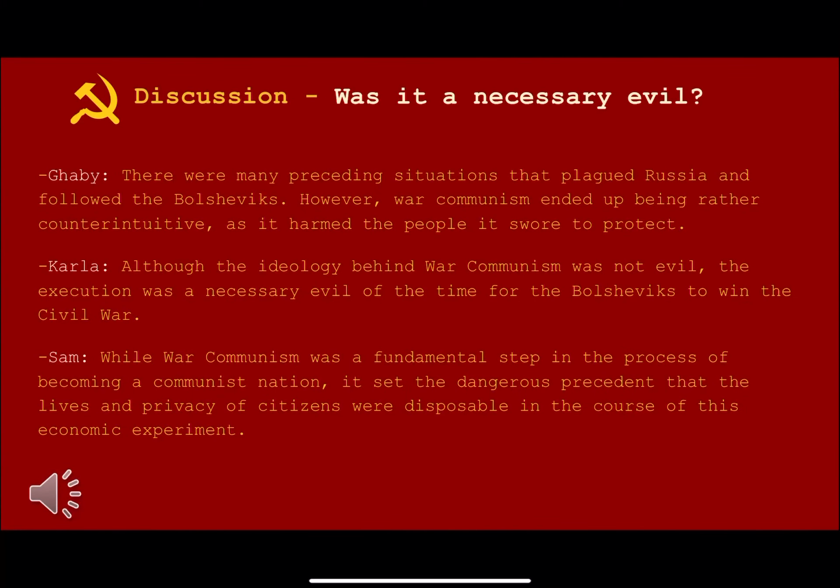So was war communism a necessary evil? There were many preceding situations that plagued Russia and followed the Bolsheviks. However, war communism ended up being rather counterintuitive as it harmed the people it swore to protect. Although the ideology behind war communism was not evil in itself, the execution was a necessary evil of the time for the Bolsheviks to win the Civil War. While war communism was a fundamental step in the process of becoming a communist nation, it set the dangerous precedent that the lives and privacy of citizens were disposable in the course of this economic experiment.